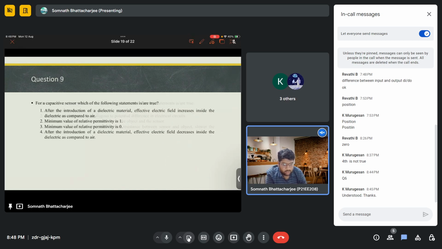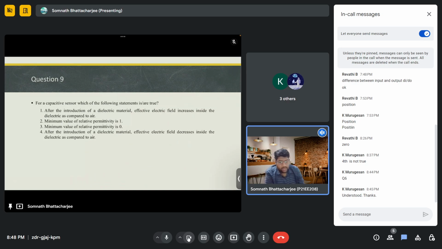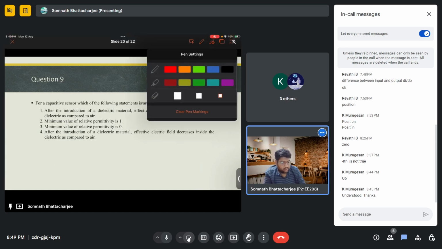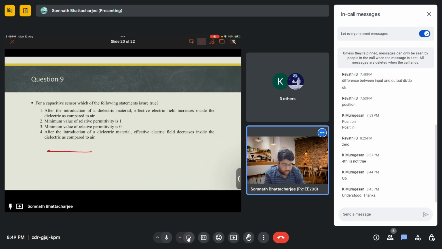We'll move towards the very basic statement. In a capacitive sensor, if we introduce a dielectric material, the effective electric field increases inside the dielectric as compared to the air. So it says that if you have a parallel plate capacitor, first there is only air, and in the next case there is a dielectric material in between. Is it true?